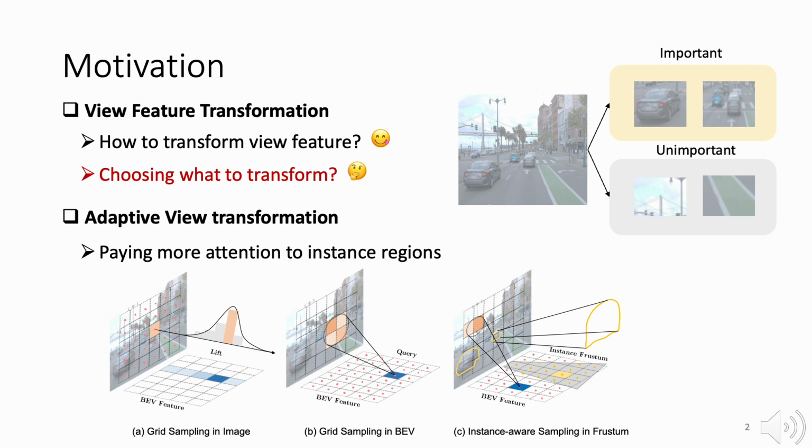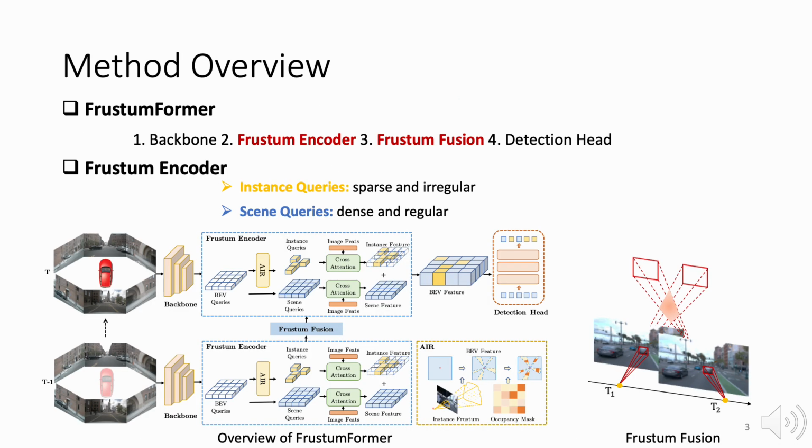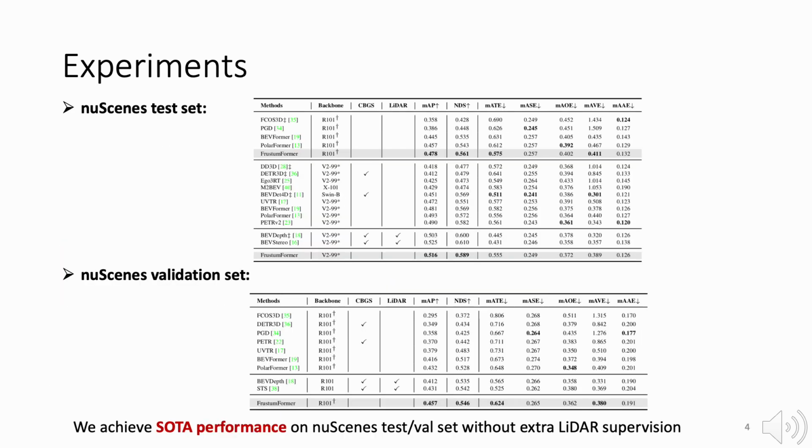To fully utilize the information contained in images, the view transformation should be able to adapt to different image regions according to their contents. We propose a novel framework named FrustumFormer, which adopts two types of queries to transform the BEV feature. Instance queries are sparse and irregular, focusing more on instance regions, while scene queries are dense and regular, learning global context information. Comprehensive experiments on the nuScenes dataset demonstrate the effectiveness of FrustumFormer, and we achieve a new state-of-the-art performance on the benchmark.